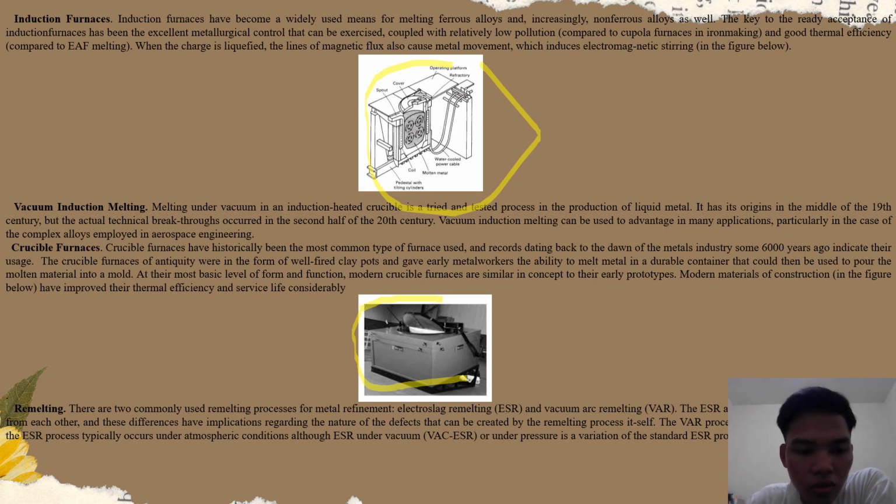Remelting. There are two commonly used remelting processes for metals: electroslag remelting, ESR, and vacuum arc remelting, VAR. The ESR and VAR methods are very different from each other, and these differences have implications regarding the nature of the effects that can be created by the melting process itself. The VAR process is carried out in vacuum, while the ESR process typically occurs under atmospheric conditions. Other ESR variants under vacuum, vacuum ESR, are versions of the standard ESR process.